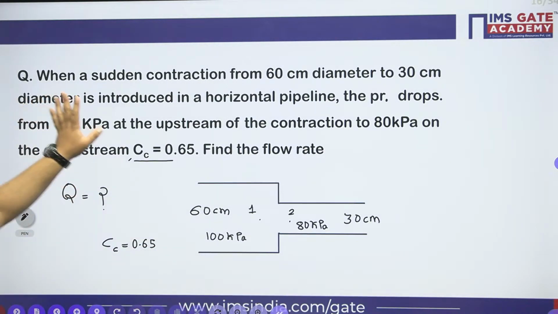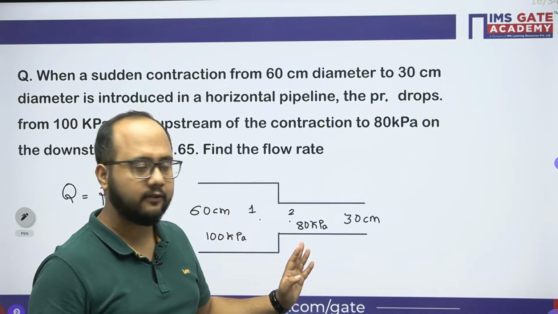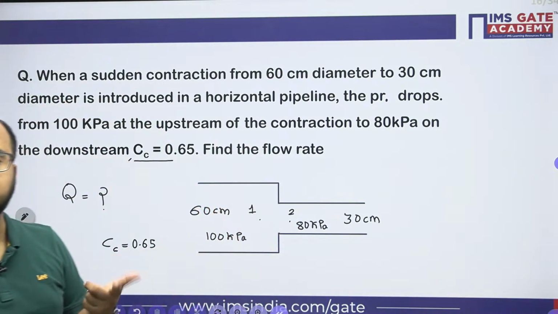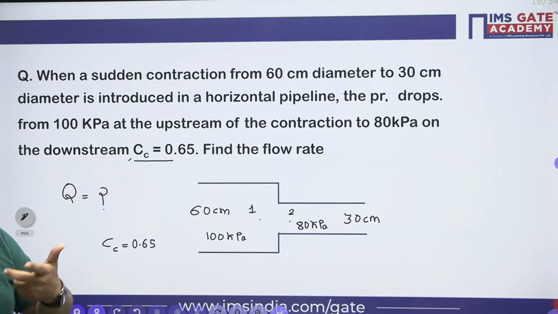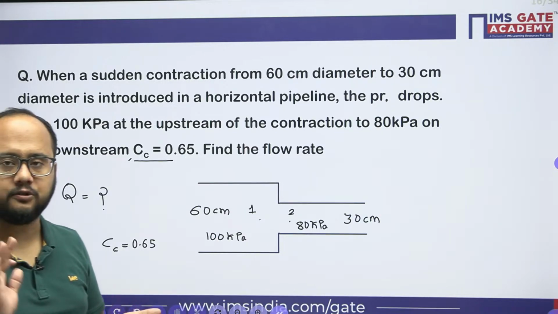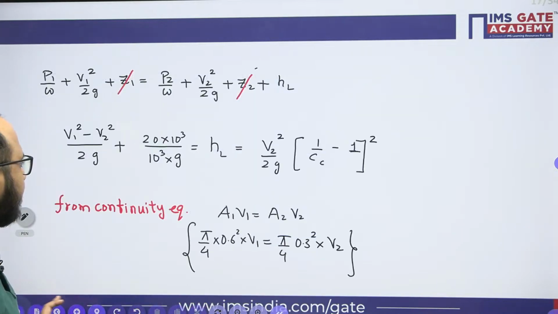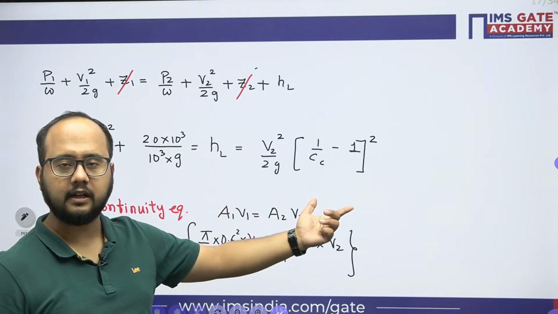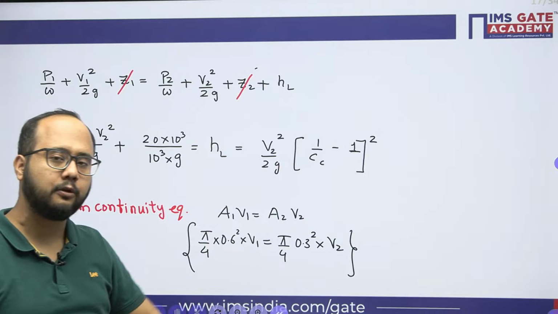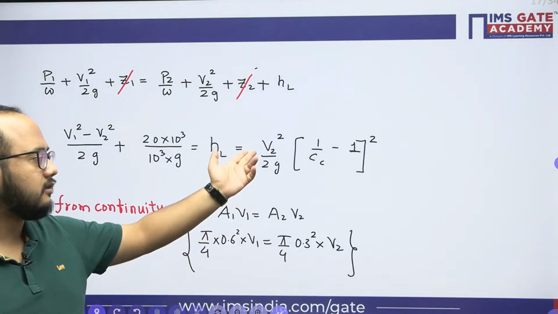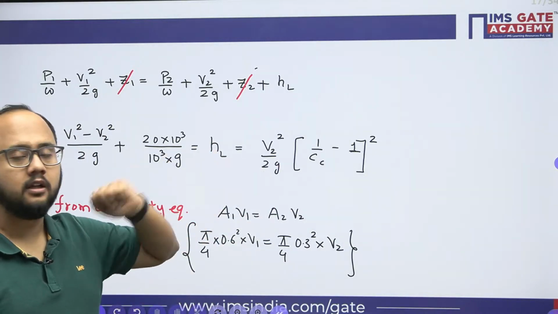So simply they have mentioned the diameter, pressure changes, and Cc value. Now they are asking for the discharge. Or they can also ask for the loss because of the sudden contraction. In that case also we can directly apply the formula, but still the V2 value is not known to us. So how can we calculate the losses?